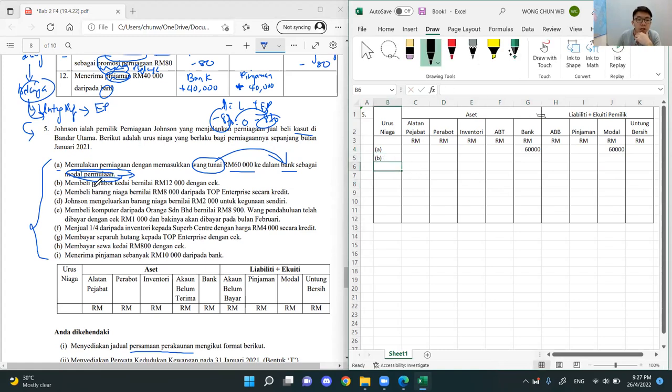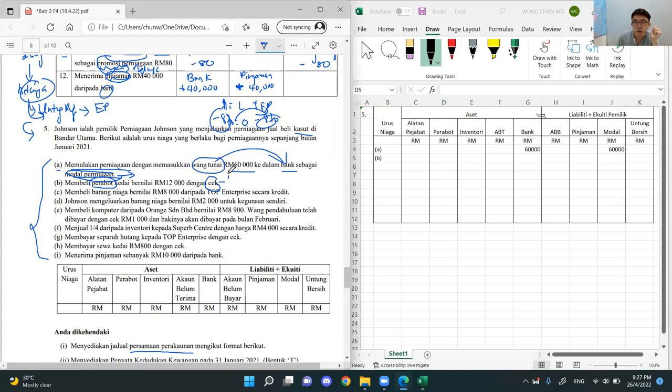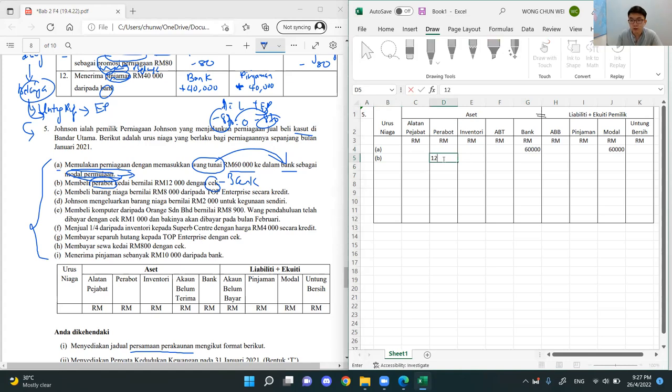Okay, B, membeli perabot kedai. So when you say membeli perabot, meaning perabot akan bertambah. So sure we know perabot mesti ada. Okay, dengan cek. Cek is to bank. Can you see it or not? So your perabot, you add bertambah 12,000. And at the same time, because you beli dengan your cek, so under your bank, you have to minus because dia akan berkurang.